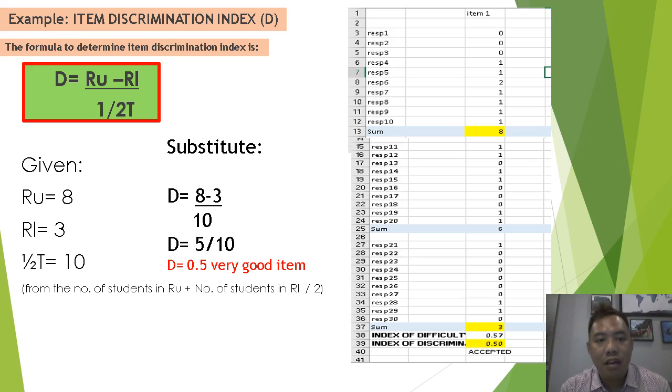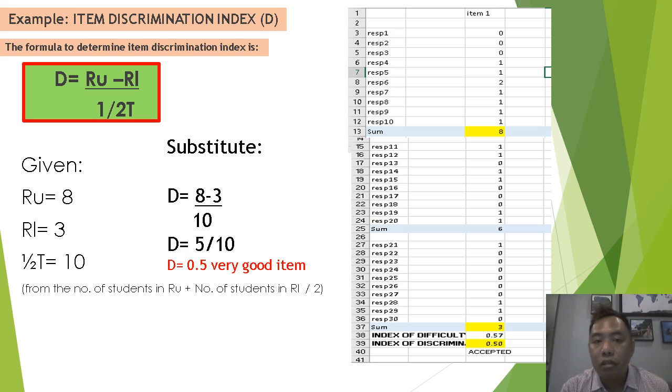The given here is RU, which is 8 for the upper group of students, and for the lower group of students, we have 3. Given these numbers, how do we get 1/2 T? The total number is 30, but you only use 10 responses from the upper group and 10 responses from the lower group, which is 20. Divide it by 2 to get 10.